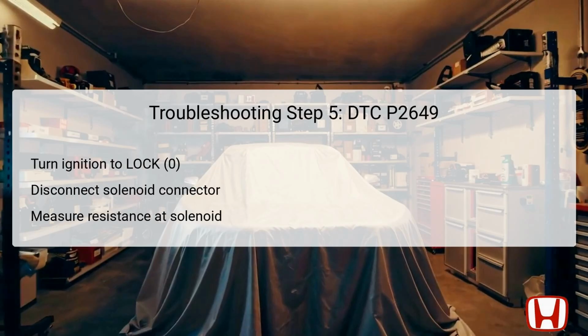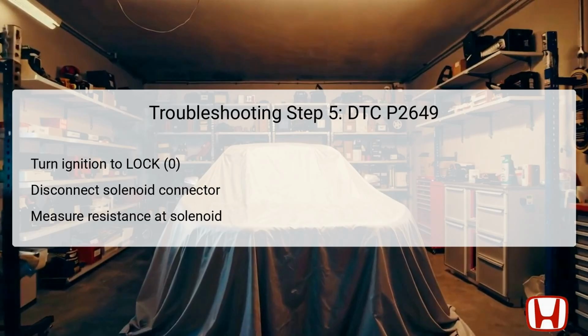In the fifth step, turn the ignition switch to the lock 0 position to completely power down the vehicle systems. After powering down, disconnect the 2P connector from the rocker arm oil control solenoid. This step is necessary for safely measuring the resistance without the risk of shorting out the system.